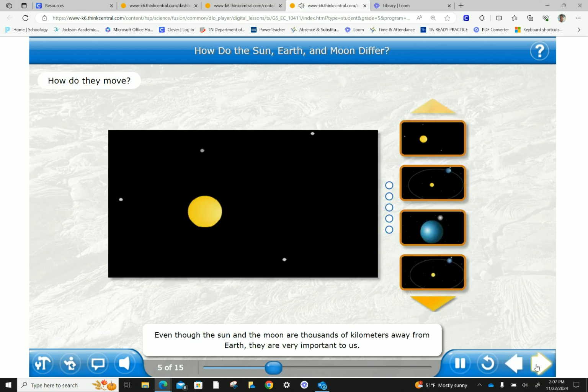Even though the Sun and the Moon are thousands of kilometers away from Earth, they are very important to us. In fact, Earth, the Sun, and the Moon are all interacting. They are part of a system. Click the images to learn more.